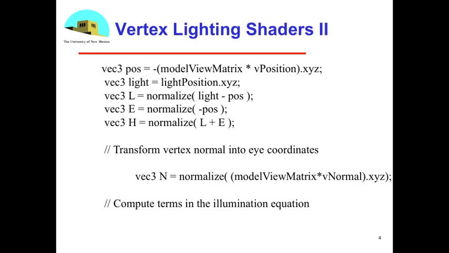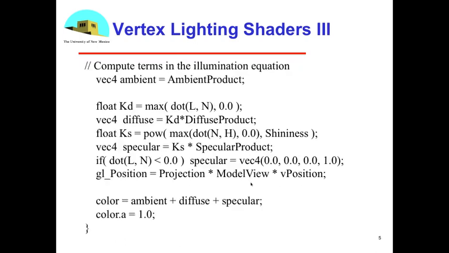So I'm using that over here to simplify the code a bit. But in the general case, you'll see what's called a normal matrix computed inside of these shaders or sent over just as the way the model view matrix is sent over. Okay, now we can compute the three individual terms in the lighting equation.